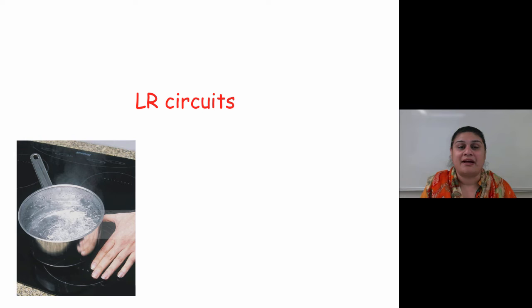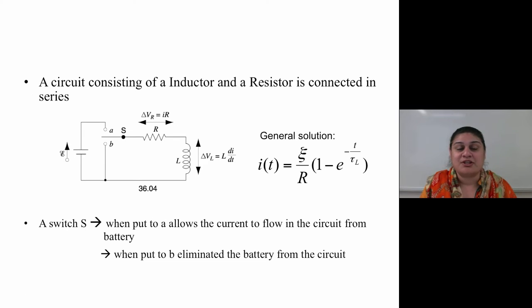Now let's talk about LR circuits. A circuit consisting of an inductor and a resistor connected in series is called an LR circuit, where S is a switch, E is the external EMF, and R and L. The general solution for the current through this system will be given by E over R times 1 minus e to the minus t over tau L, where tau, again, is the time constant.